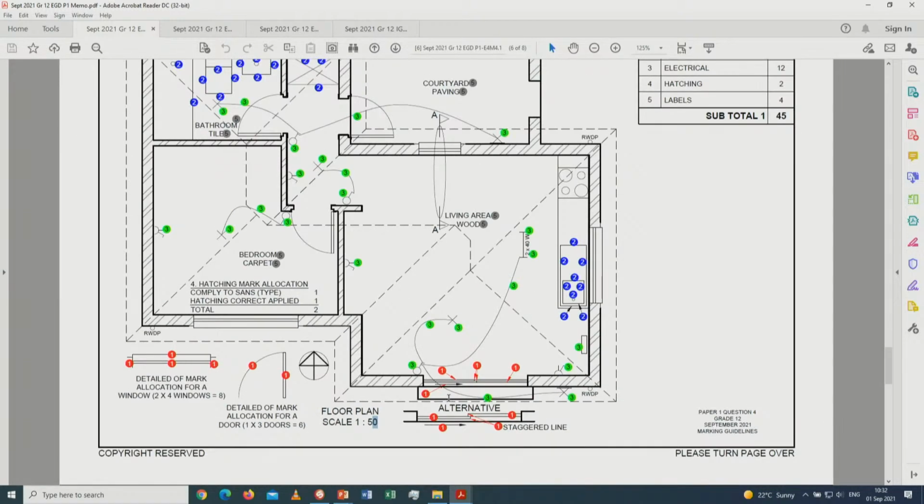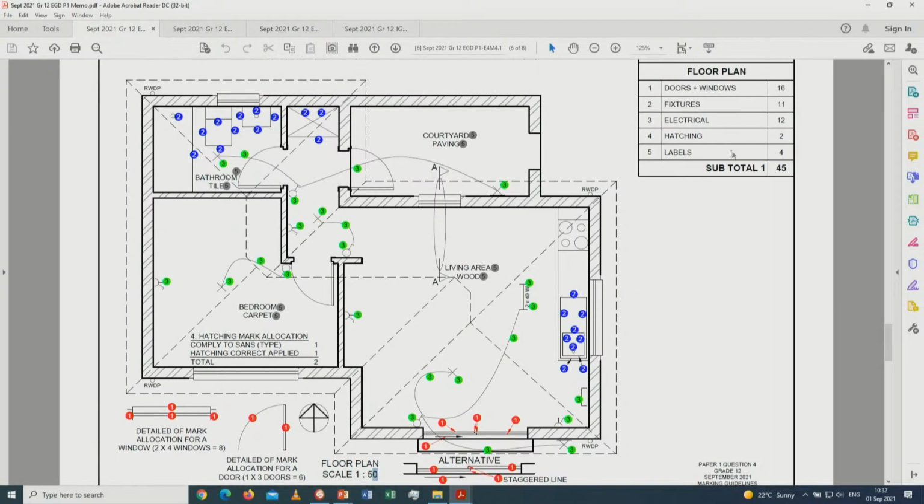So therefore, that's the way that you will do that. Then you write down a mark out of 16. Learners are supposed to get full marks for windows and doors if they do the calculation correctly, simply because those are low order questions.